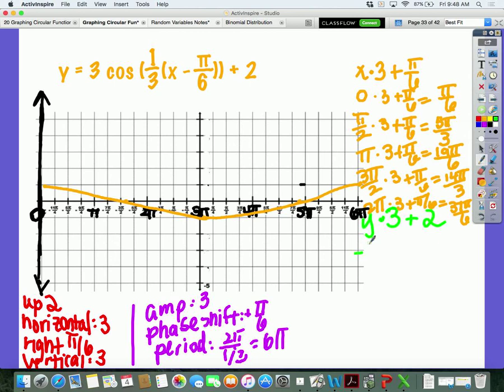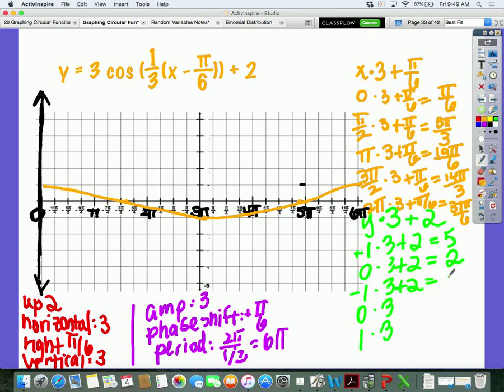Now we just have to take our y's of 1, 0, -1, 0, and 1. Multiply them by 3 and add 2. So what's 1 times 3 plus 2? What's 0 times 3 plus 2? What's -1 times 3 plus 2? 0 times 3 plus 2? 1 times 3 plus 2? Those are now my y values to the x values I already have plotted.